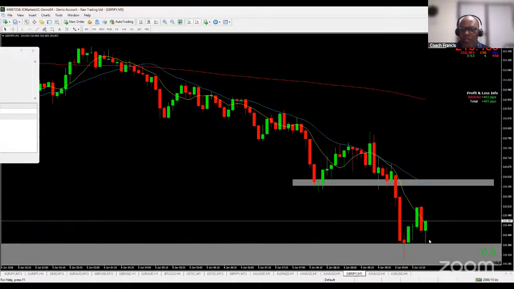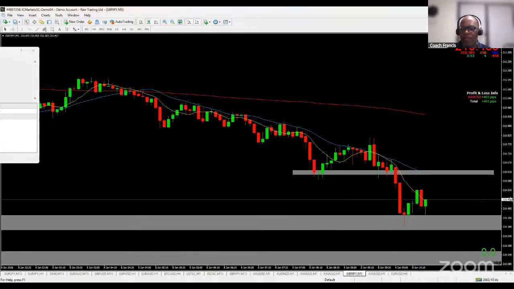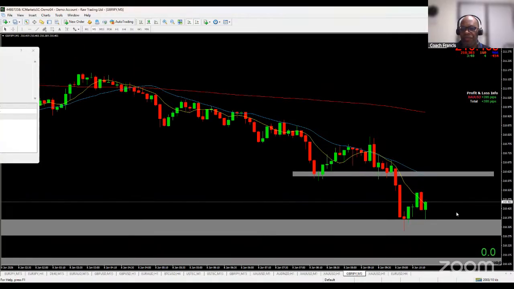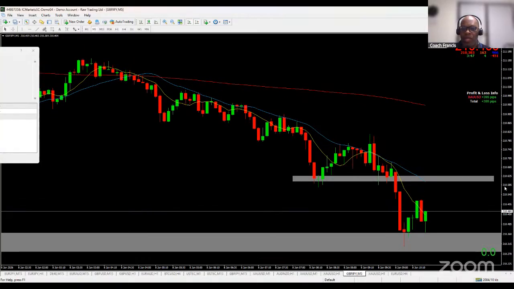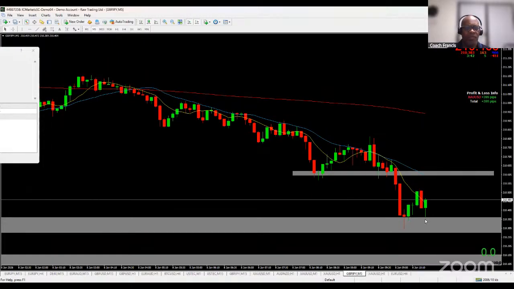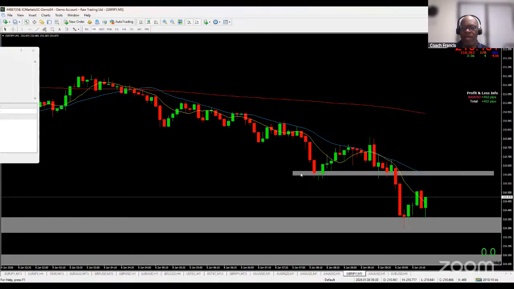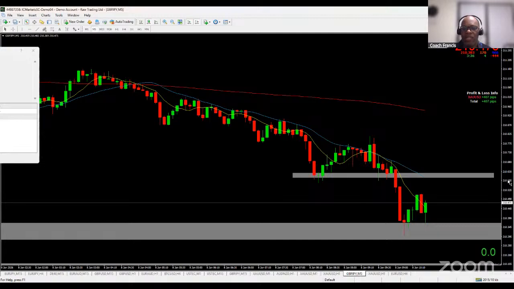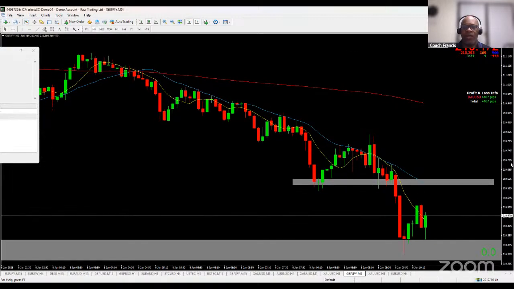All right. So we can see what's happening here. What we have here currently is what I would call a range. There's a range between here where you have this gray rectangular box, and this one. So price could be going up and down here for a while until it decides which way to finally go.